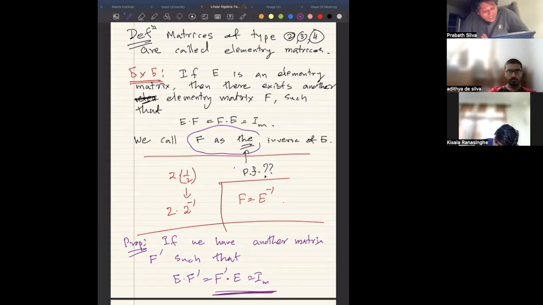Now, when you see something like this in matrices, in group theory, you immediately ask the question: is this little computation a property of a group?